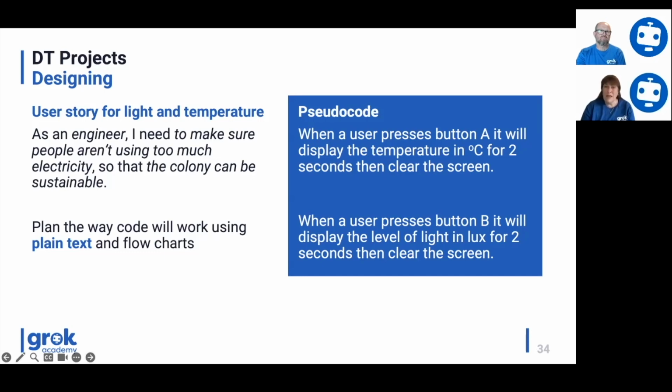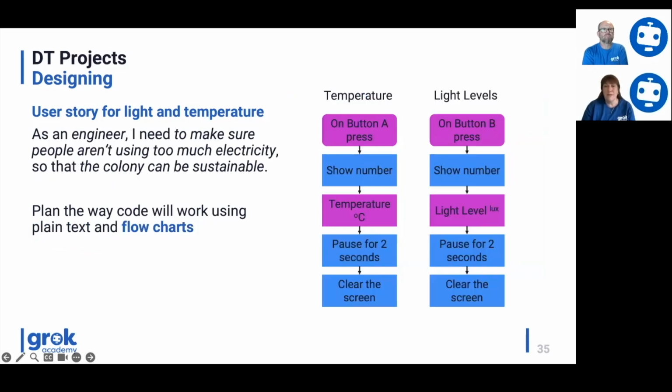When they press button B, it will display the light level in lux for 2 seconds and then clear the screen. It's very important that they can say it in plain words so that then they can transfer that information into a flowchart. And these are 2 very important elements of design leading into coding. You want to really discourage kids from just turning on Scratch or turning on their MakeCode and starting to build blocks together. Even experienced programmers plan.